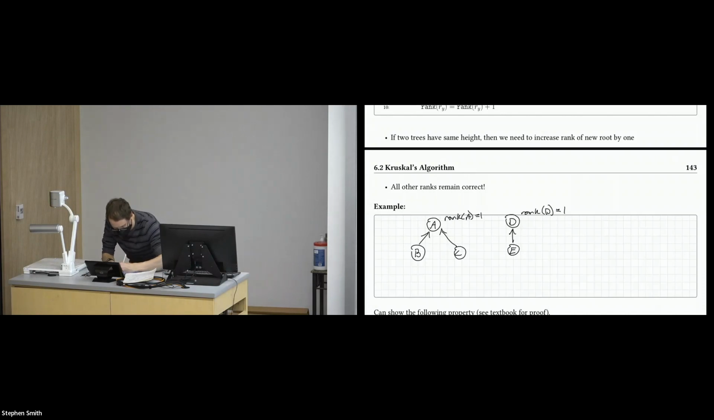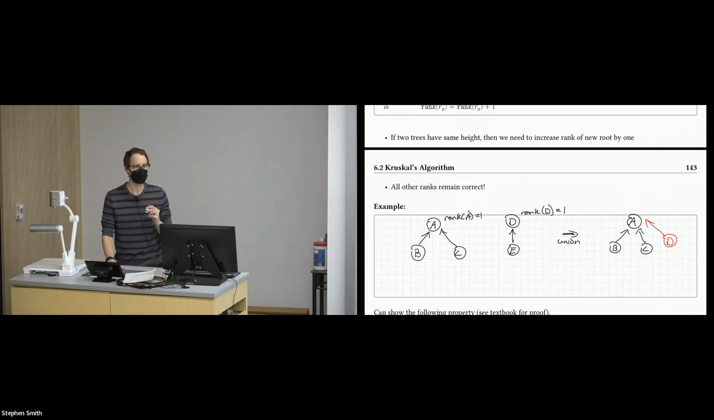And so after I do my union operation, it's going to look like A, just the original, the first one, ABC. And then I pointed the root of D. I've pointed D to the root of the other tree. So then it goes D and E, and then I have to increment the rank of A, right? Rank A equals 2 now. And all the other ranks are good.